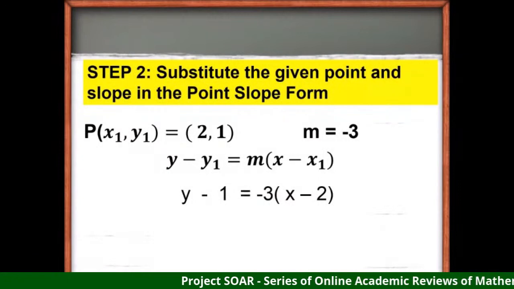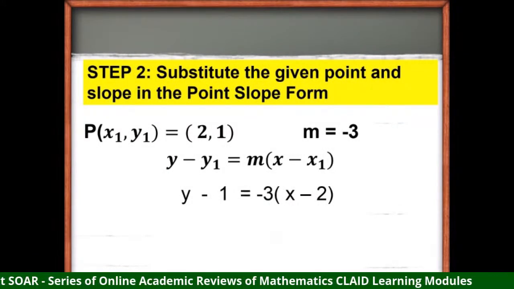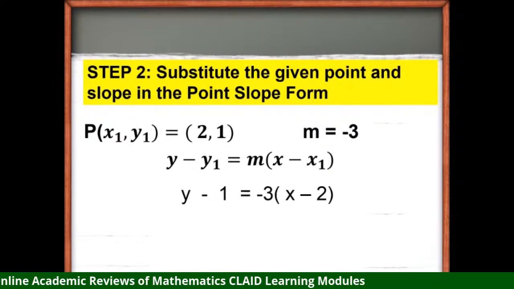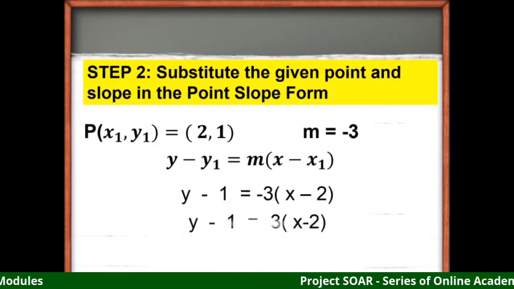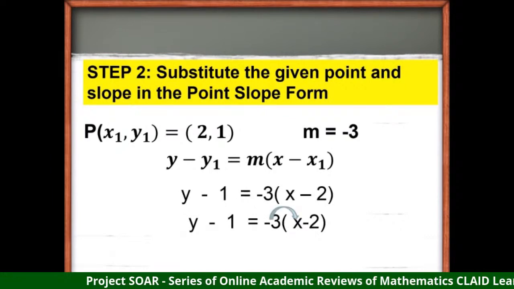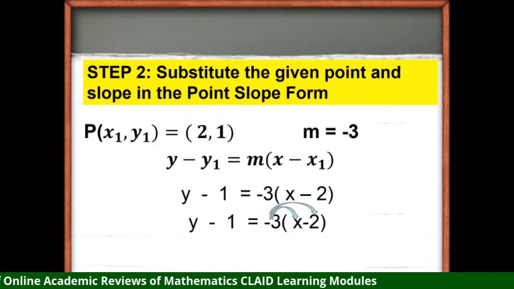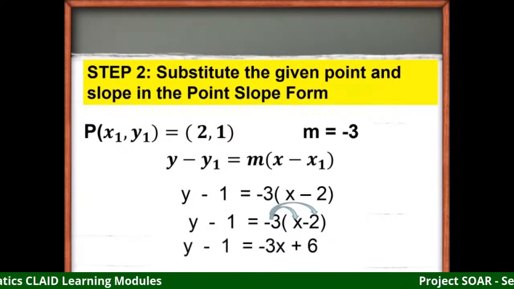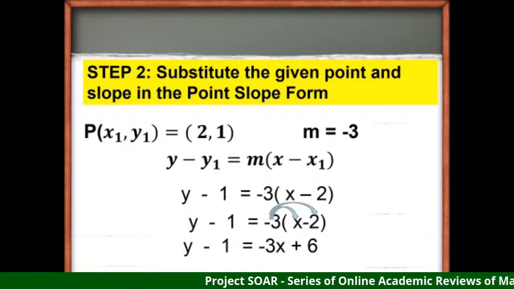Since there is a parenthesis on the right side of the equation, we will remove that by distributing -3 inside the parenthesis. And that is y minus 1 equals negative 3 to be multiplied to x and negative 3 to be multiplied to negative 2. And the result will become y minus 1 equals negative 3x plus 6.